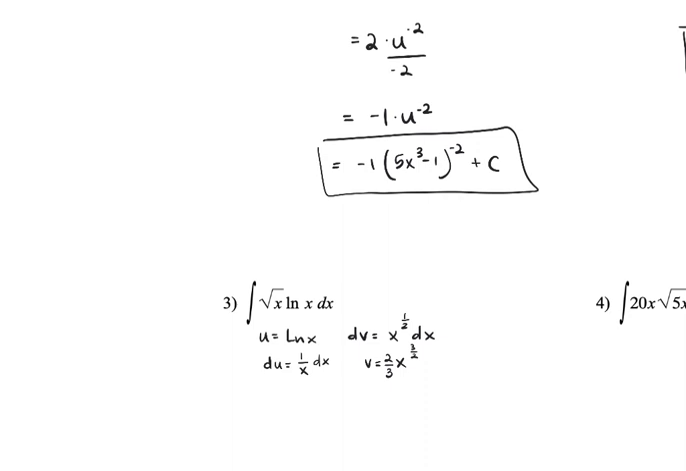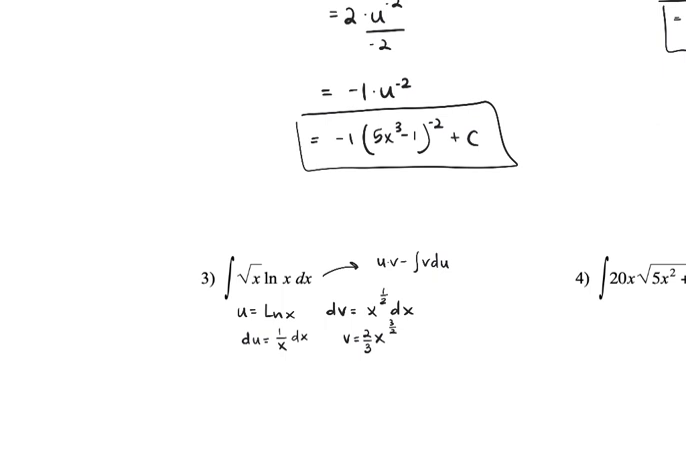And remember, the rule then for integrating this is u times v minus the integral of v times du. So we need u times v minus the integral of v. I'm going to go ahead and move the 2/3 in front. So this is v times du.